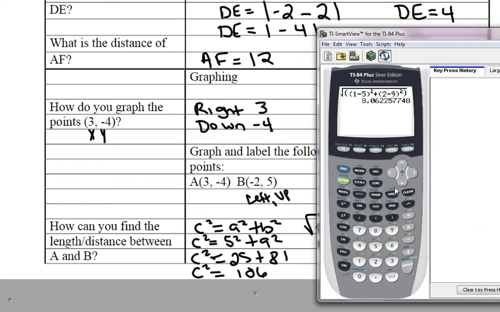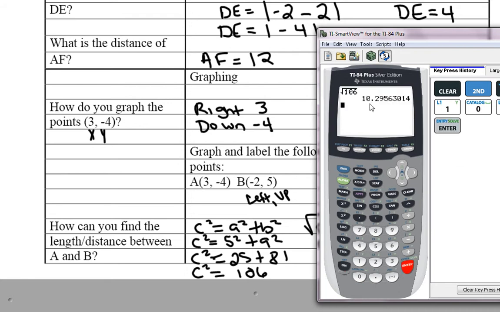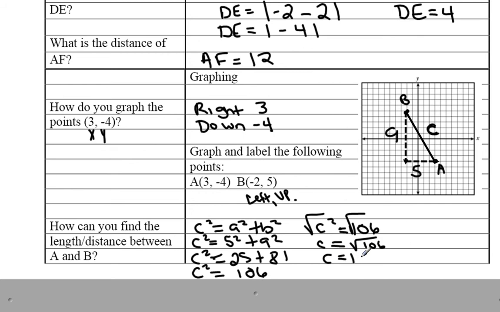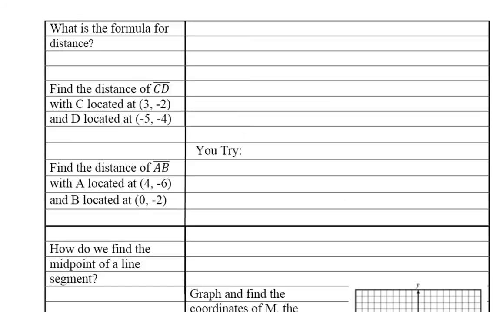The square root of 106, to get the square root, you would press second x squared, 106, and that would be 10.3. We're going to round here. Another way we can find distance is to use the distance formula, which takes the square root of the difference of your x values squared plus the difference of your y values squared.